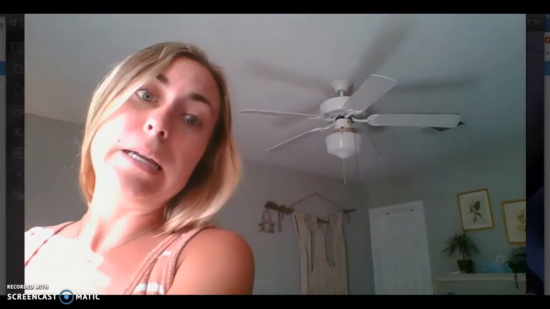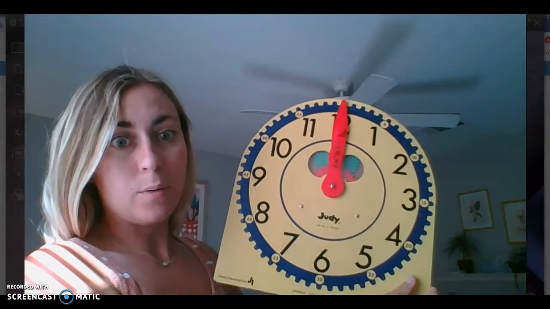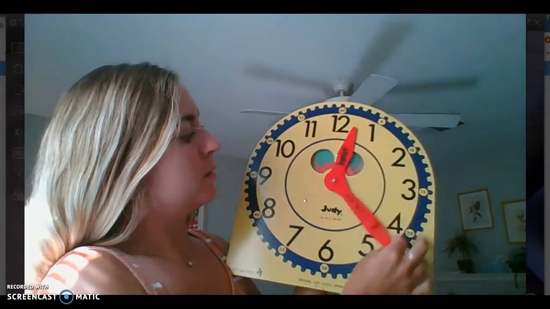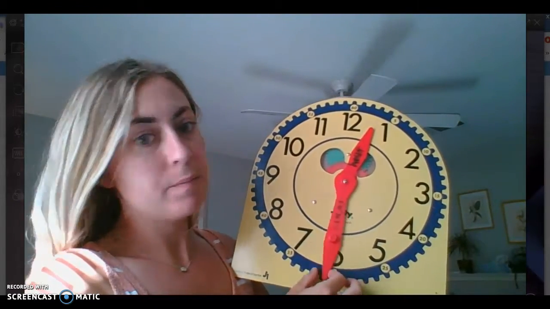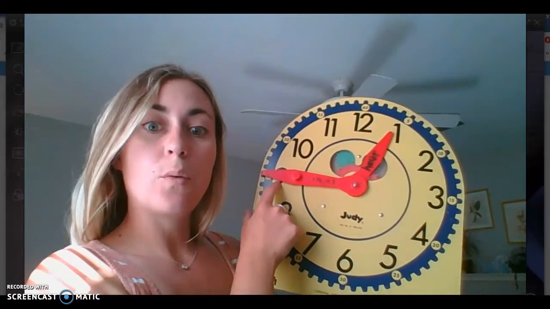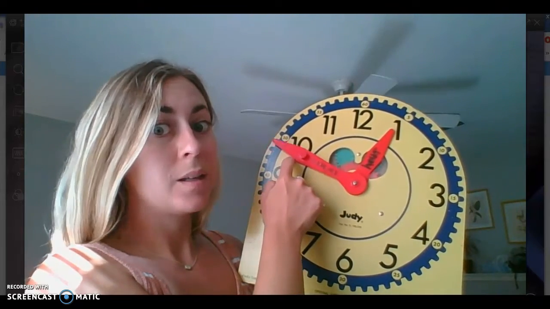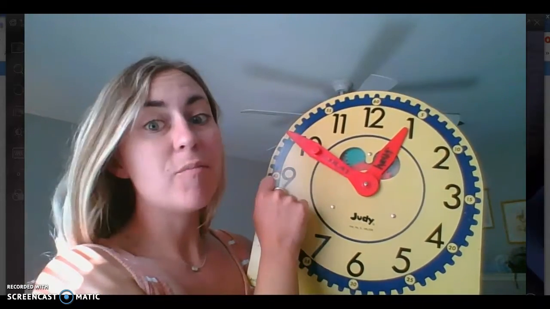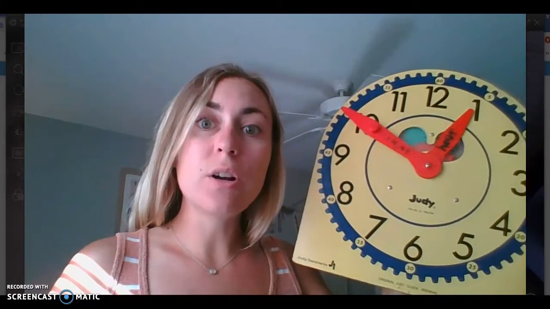Last week we learned all about time to the hour, time to the half hour, time to the quarter hour. Let me say that again with this really good clock. We learned about time to the hour, time to the half hour, time to the quarter hour, time to the nearest 5 minutes, and we just got started learning about time to the 1 minute.